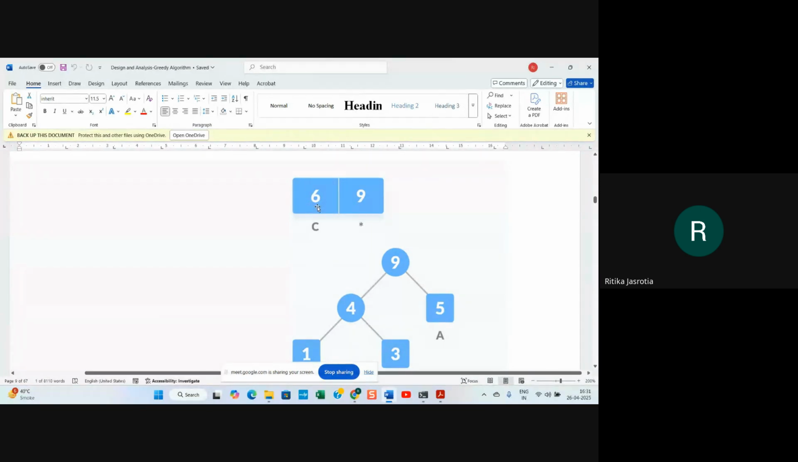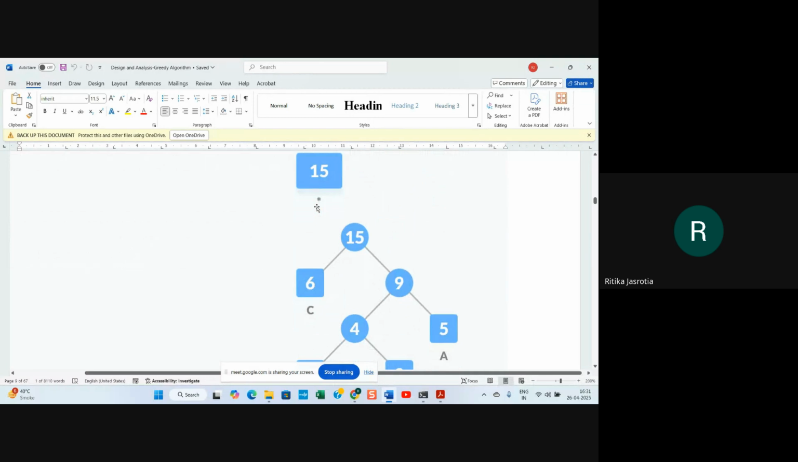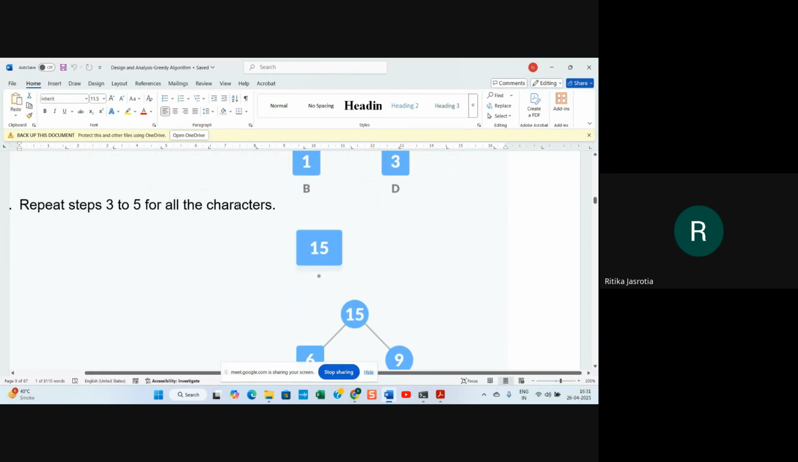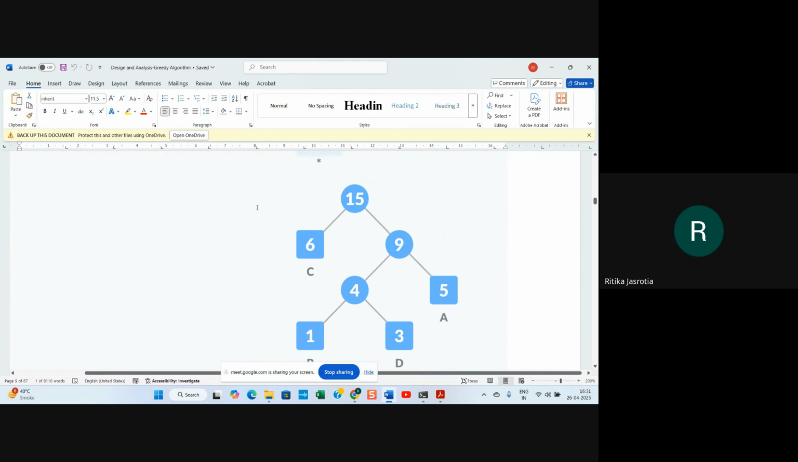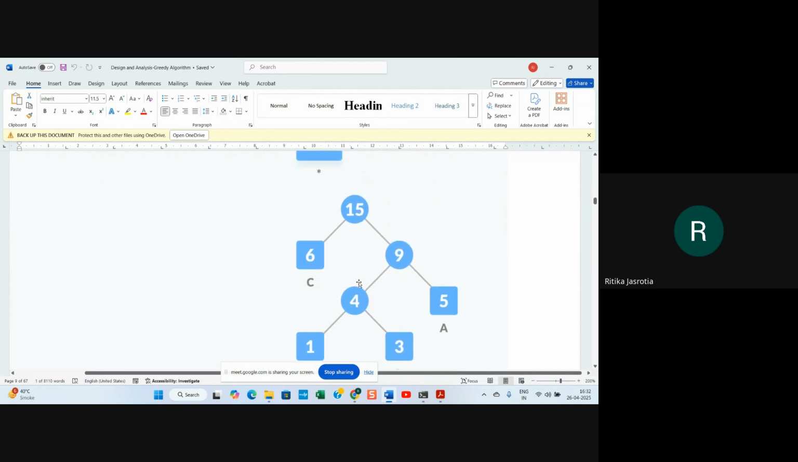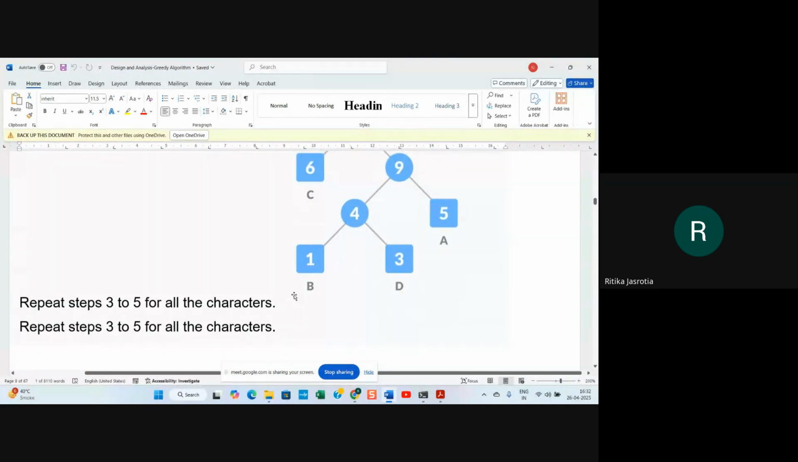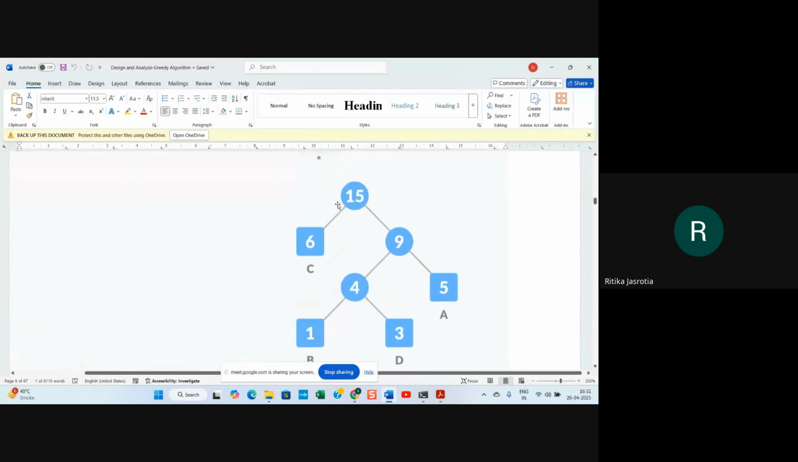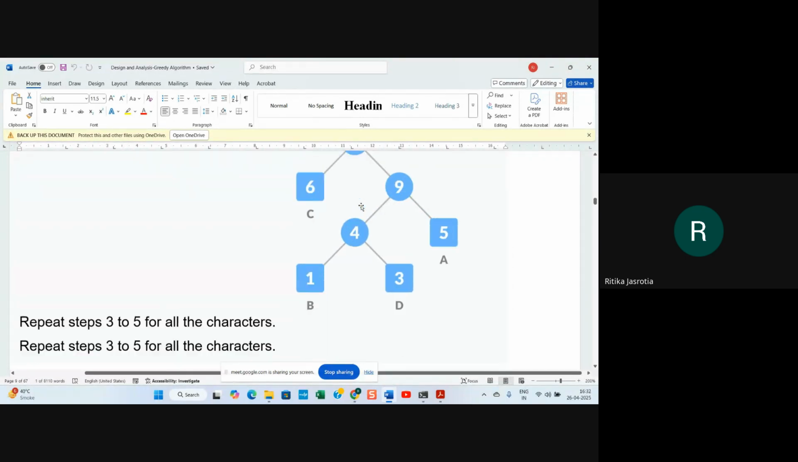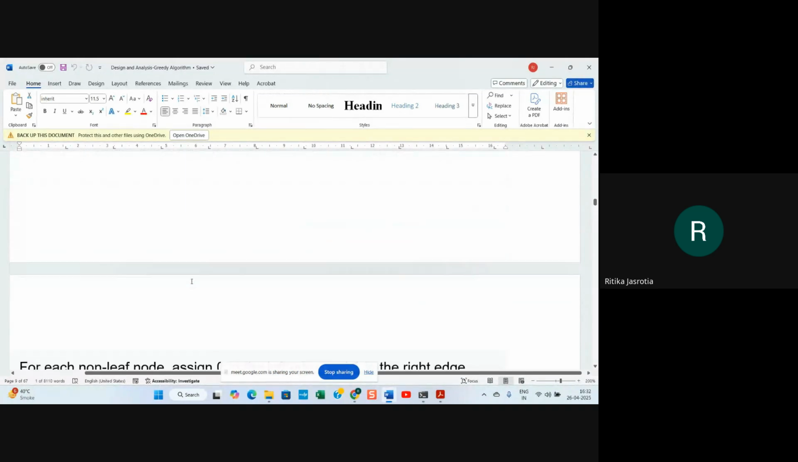Now you are left with C, which is 6, right? So repeat steps 3 to 5 for all the characters. Now 9 is there, and 6 is less than 9, so we put it on the left side of 9. So 6 and 9 sum up to 15. So A, B, D, A, C, all characters have been covered, and this is the final step.